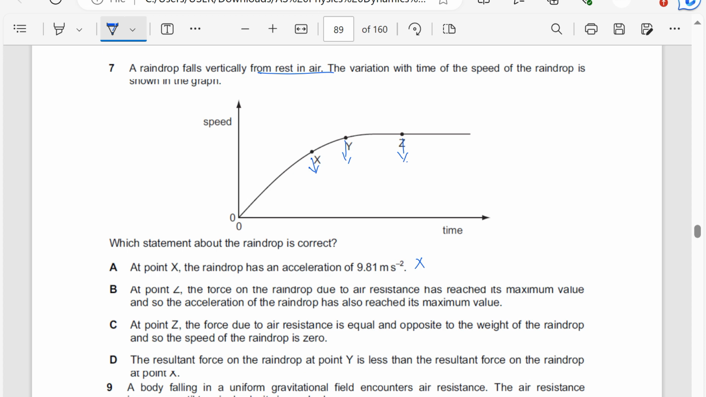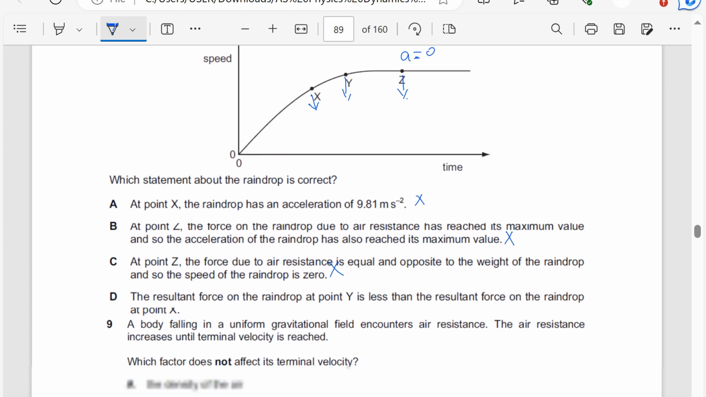At z, the force on the raindrop due to air resistance has reached its maximum value, and so the acceleration of the raindrop has also reached its maximum value. At z, acceleration is 0 because it's a horizontal line, so this is also not true. At point z, the force due to air resistance is equal and opposite to the weight of the raindrop, so the speed of the raindrop is 0. At z, the speed is not 0, so this statement is also not correct because at z, the speed is constant. So the answer is going to be D.